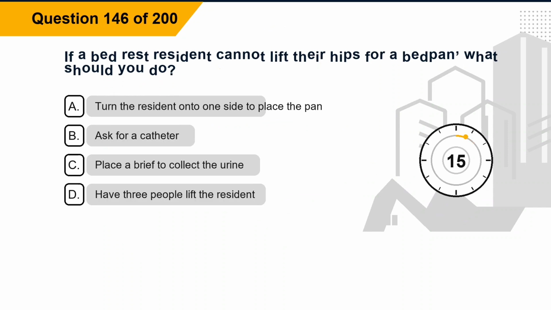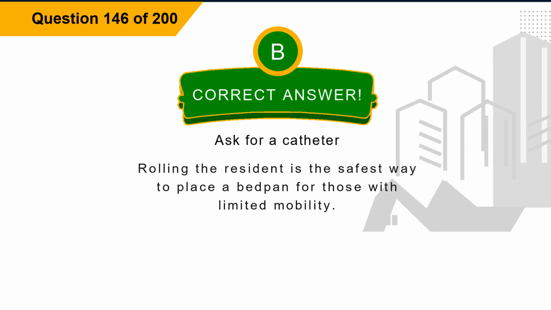Question 146. If a bed rest resident cannot lift their hips for a bedpan, what should you do? Option A, turn the resident onto one side to place the pan. Option B, ask for a catheter. Option C, place a brief to collect the urine. Option D, have 3 people lift the resident. The correct answer is option B, ask for a catheter. Explanation.